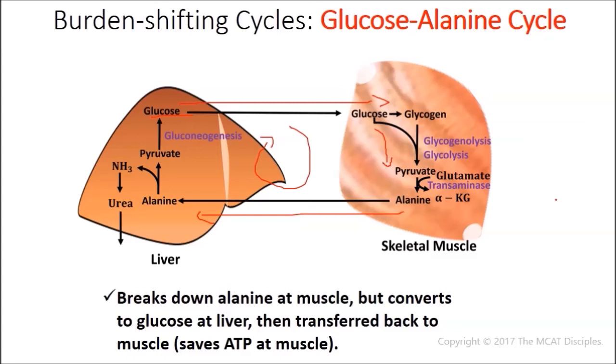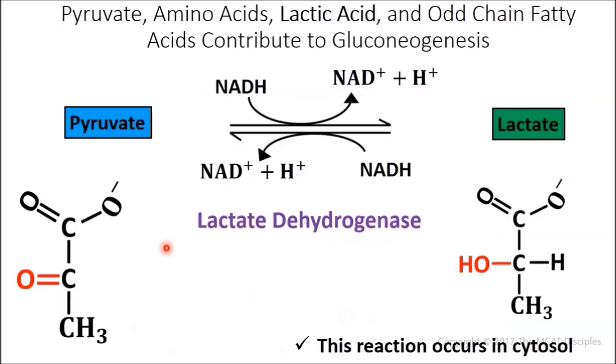So it saves you muscle and time. ATP and time at the muscle. It's the glucose-alanine cycle. Okay, so why don't we move on to lactic acid, which can also contribute to gluconeogenesis.